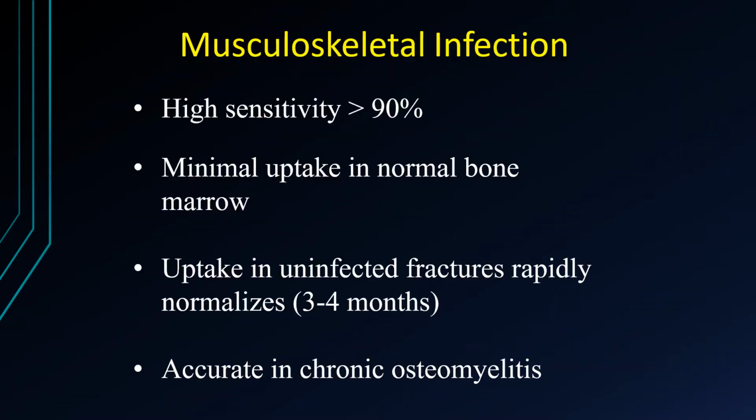There's a lot of work also with musculoskeletal infection. Again, there's high sensitivity there. As mentioned, there's minimal uptake in normal bone marrow, but the uptake in uninfected fractures rapidly normalizes within 3 to 4 months. So if you've got issues with chronic osteomyelitis, FDG may be somewhat helpful. We know that FDG is relatively accurate in chronic osteomyelitis as well in those cases. So FDG could be useful as well.